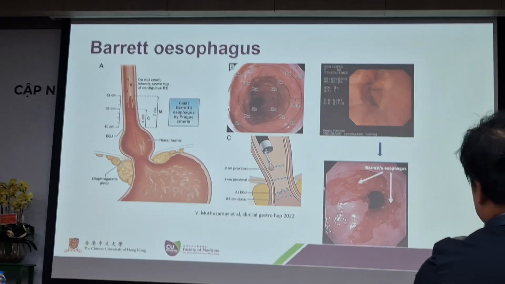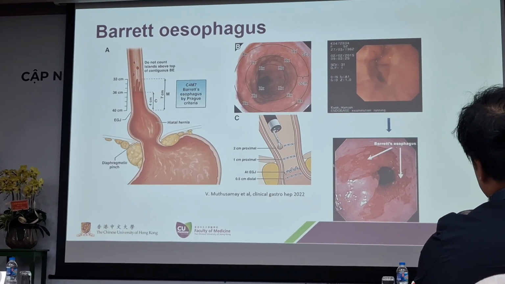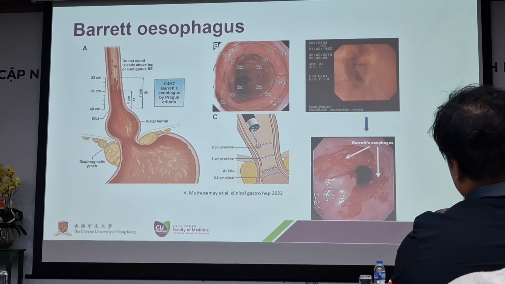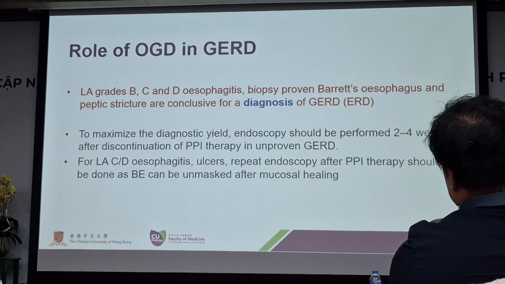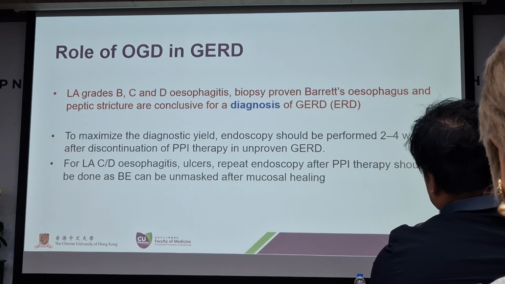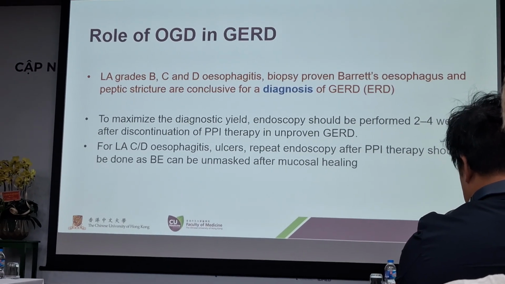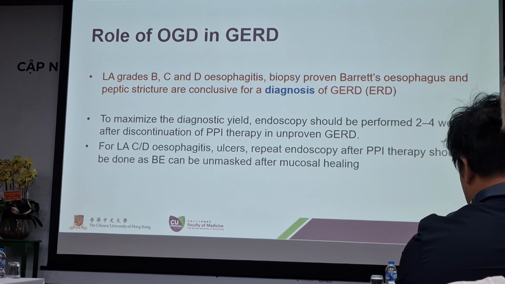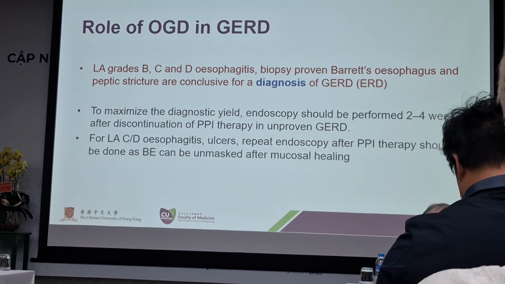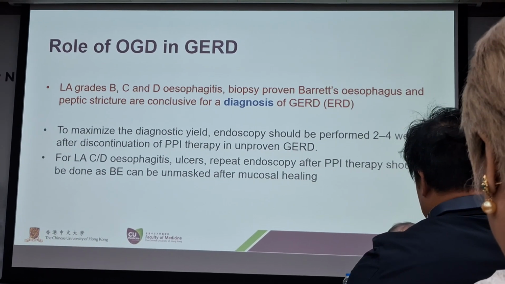And this is just to show you what a red esophagus would look like, which I'm sure you're all familiar with. You want to describe it according to, for example, the Clark classification. As I mentioned, OGD can be diagnostic of erosive reflux disease. In accordance with the Lyon 2.0, LA grade B, C or D esophagitis, biopsy-proven Barrett's esophagus, and also peptic stricture are conclusive already. So you could potentially diagnose GERD, ERD, based on OGD by itself.